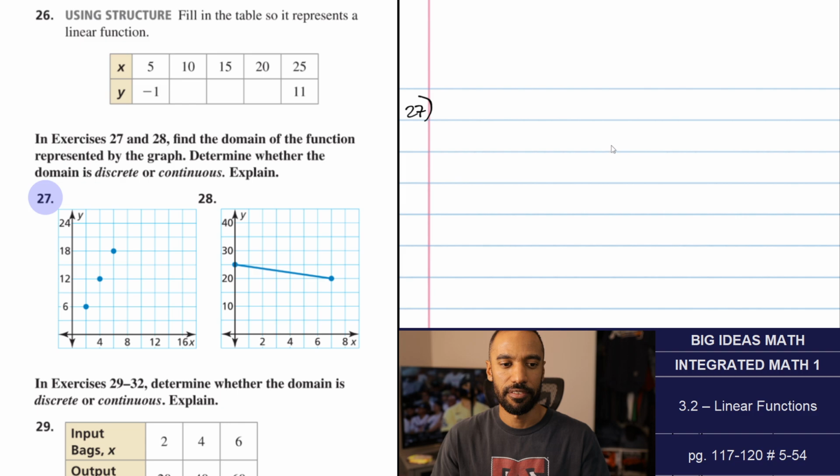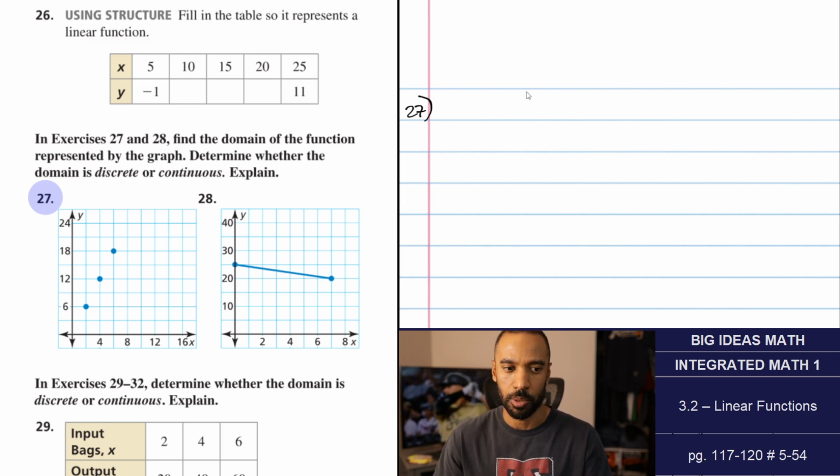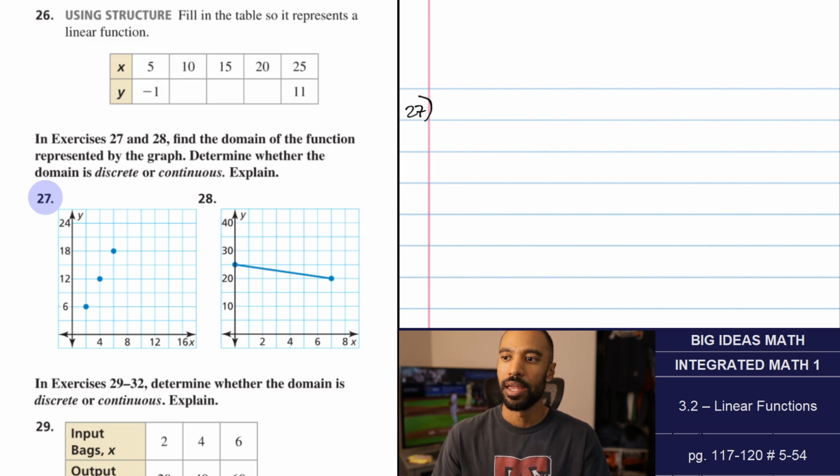In exercises 27 and 28, find the domain of the function represented by the graph. Determine whether the domain is discrete or continuous. Explain. Now, they're not asking for range. They're not asking for range.